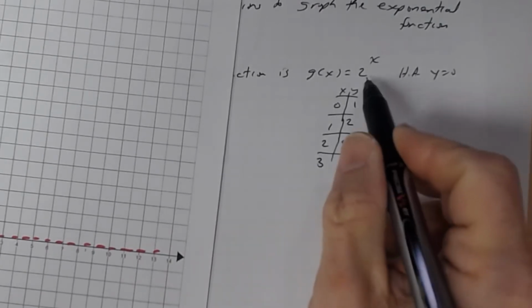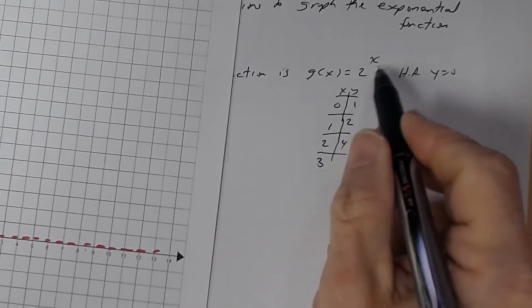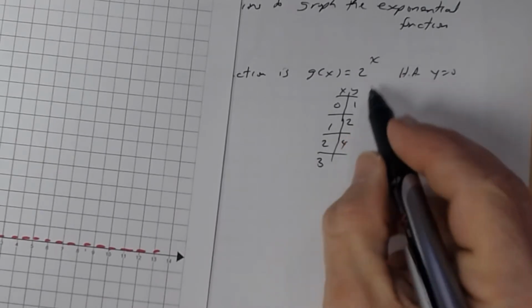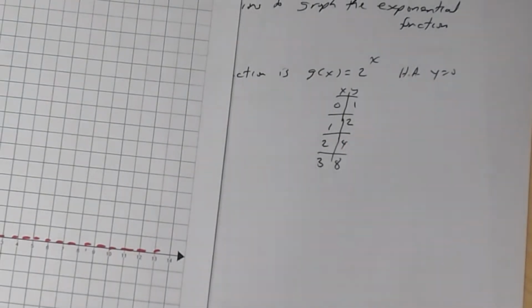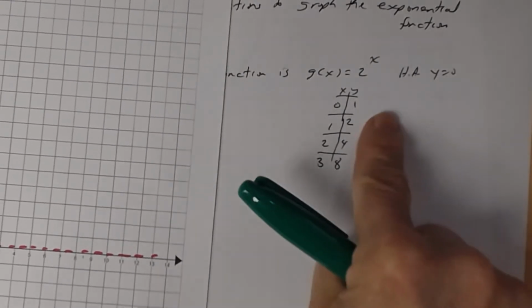If x is 3, I get 2 cubed, which is 8. And so then you just plot those points, and you have your graph real quick.